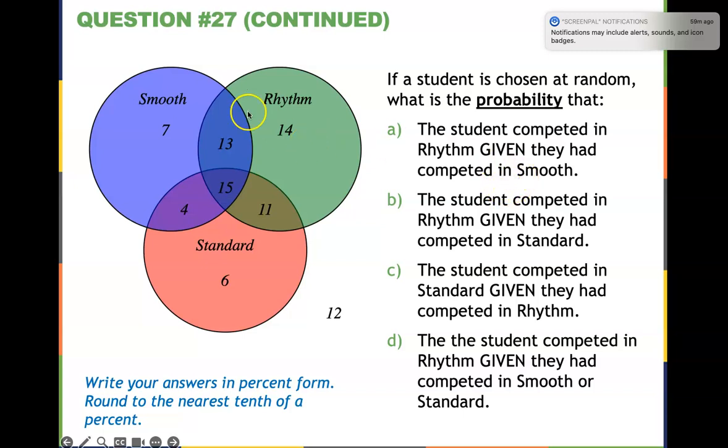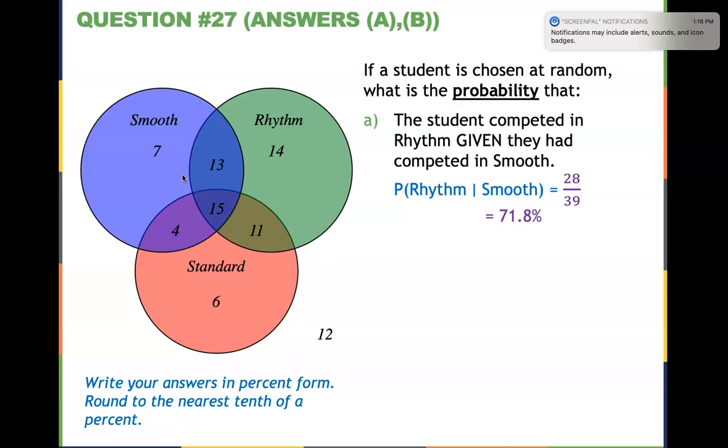So what we're going to do is zoom in just on the smooth circle. Now if we look at just the smooth circle, this becomes our new population. 7 plus 13 plus 15 plus 4 is a total of 39. So of these 39 people who have competed in smooth, how many of them have competed in rhythm? And that would be the 13 and the 15. So that would be 28 out of the 39. So that's how we're getting this value here. Rhythm given smooth. Just look at the smooth circle and find the rhythm.